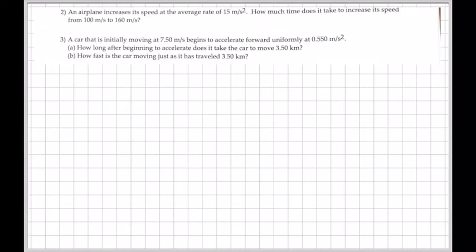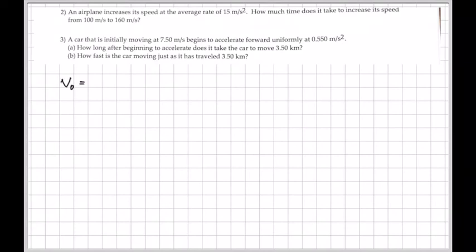Question A, how long after beginning to accelerate does it take the car to move 3.50 kilometers? So, isn't that a distance, or a displacement rather? Isn't it in the wrong units? Did you catch that? You have got to know now that 1 kilometer is 1,000 meters, so you have to change that. And then it says how fast is the car moving just as it has traveled that same distance. So you have to find how long, meaning what? Time. And how fast means velocity.